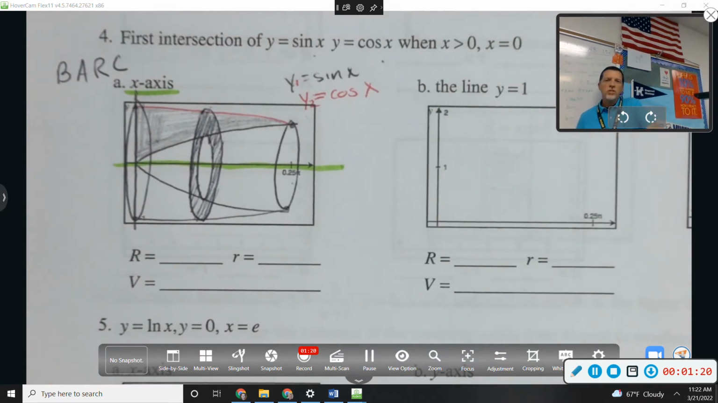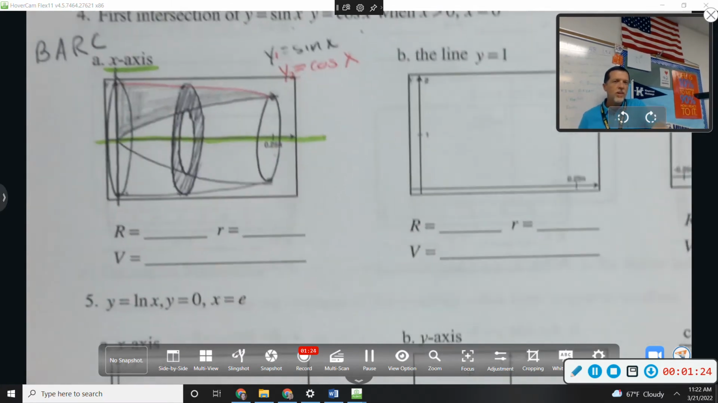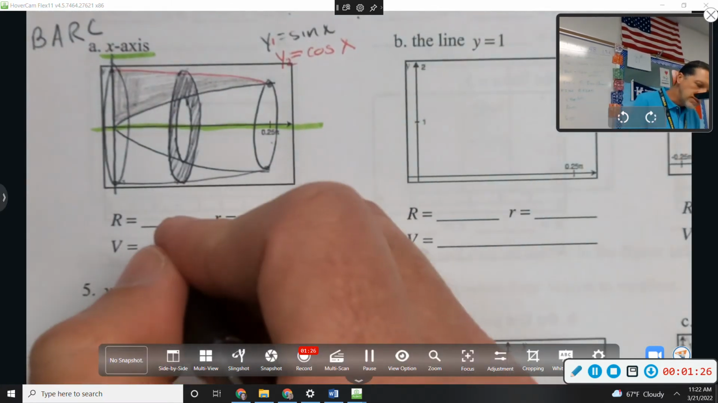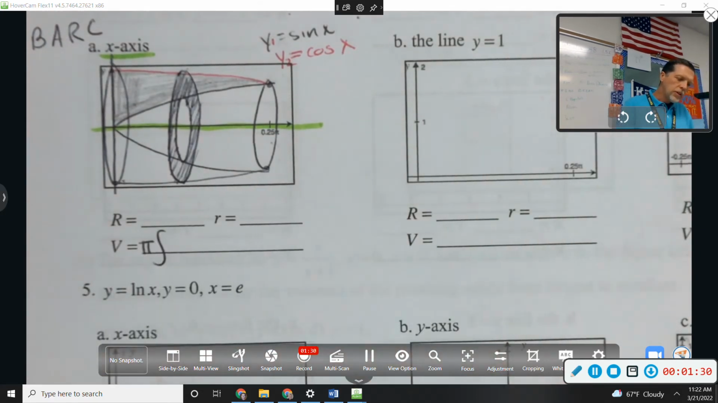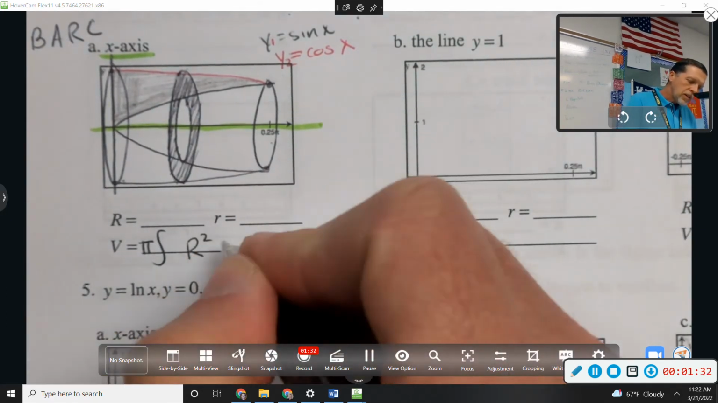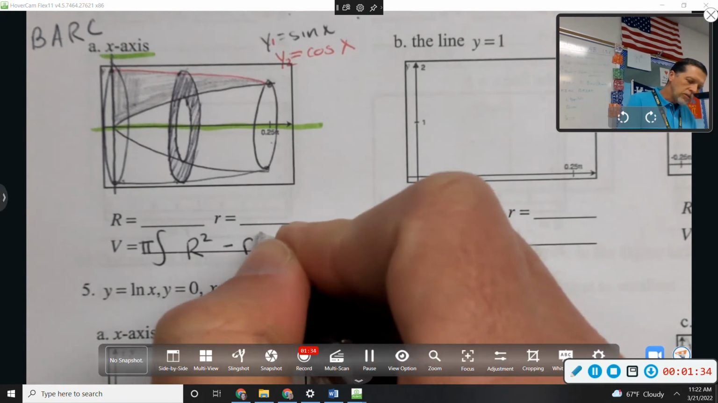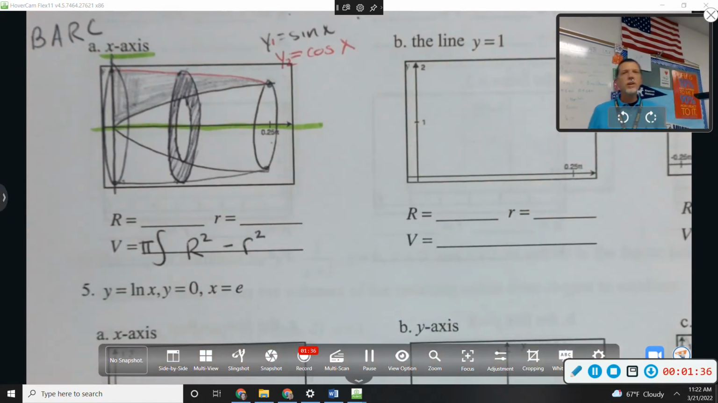So disc or washers for this problem? Washers, so I'll need R and r. I'm going to go ahead and start the integral. Pi times integral of big R squared minus little r squared. And remember, that's okay as long as you've properly identified big R and little r.